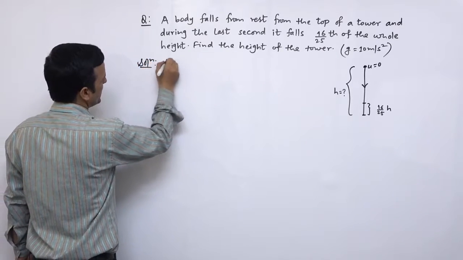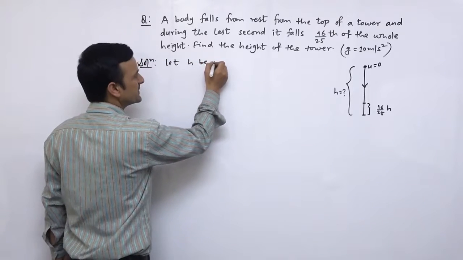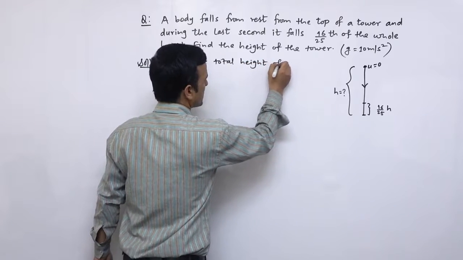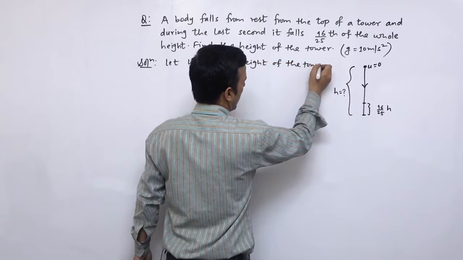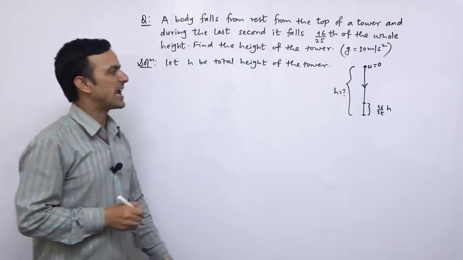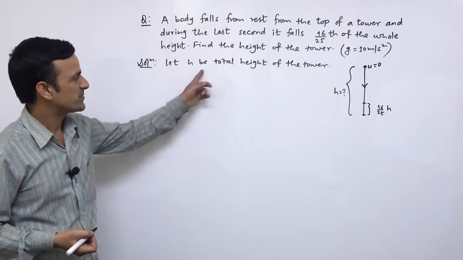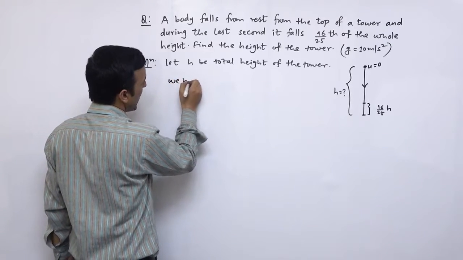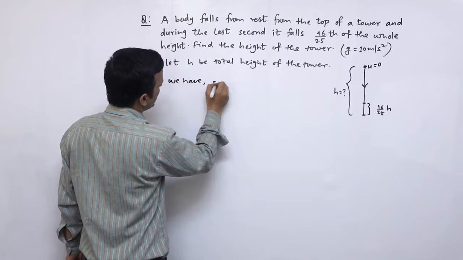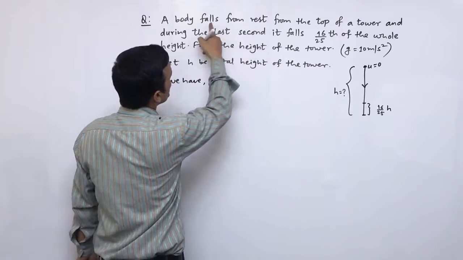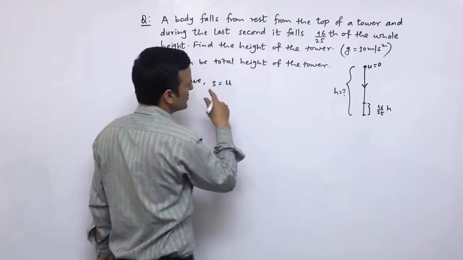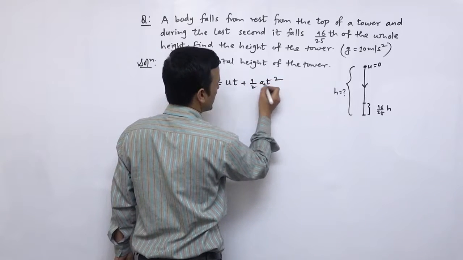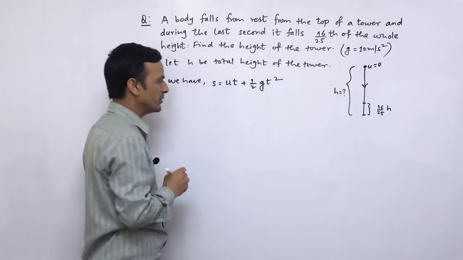In solution, let h be the total height of the tower. टावरको टोटल हाइटलाई हामी h मान्न सक्छौँ. So h be the total height of the tower, and so we can use s is equal to ut plus half at square, since it starts falling from rest. Here a को ठाउँमा g लेख्नु पर्यो.